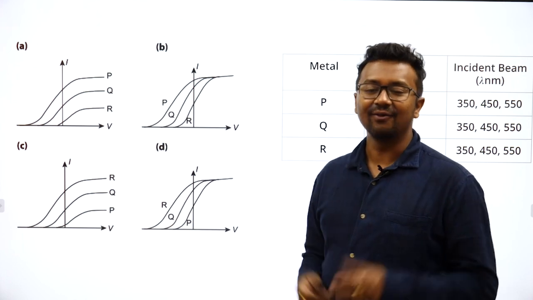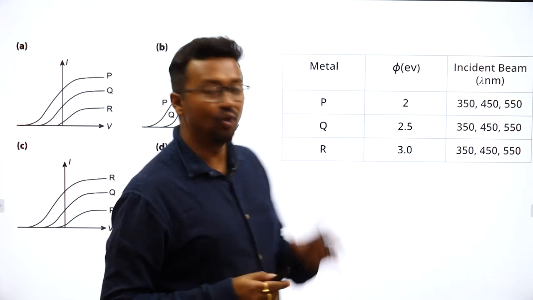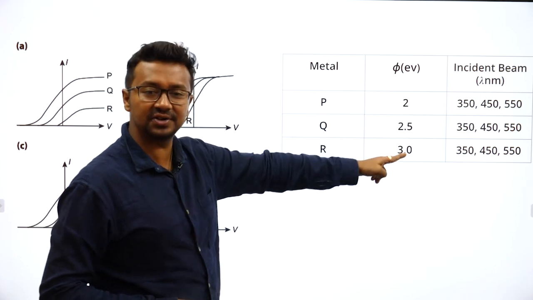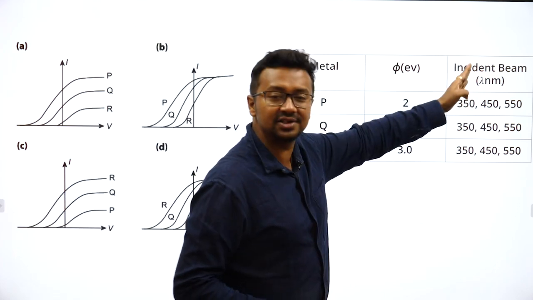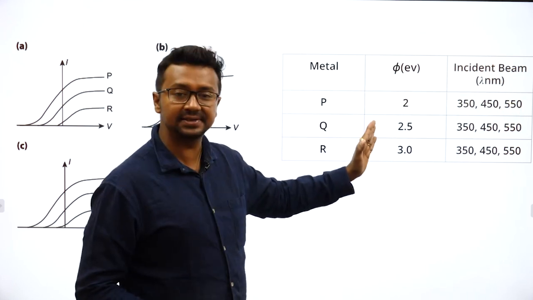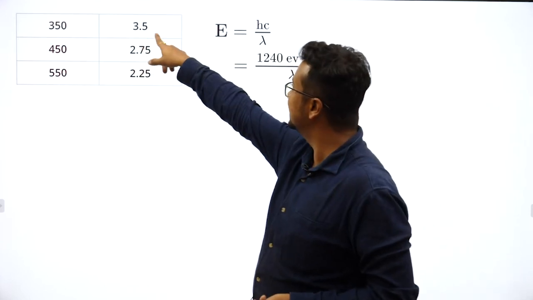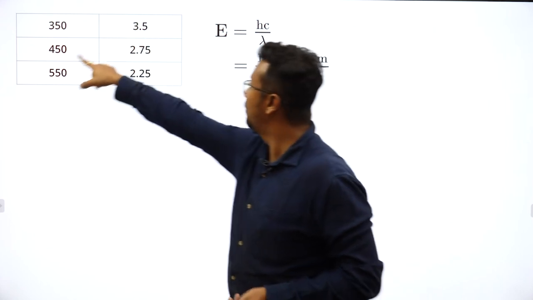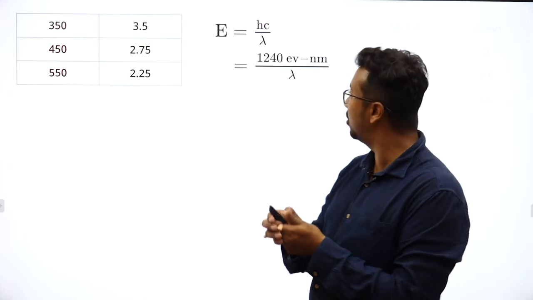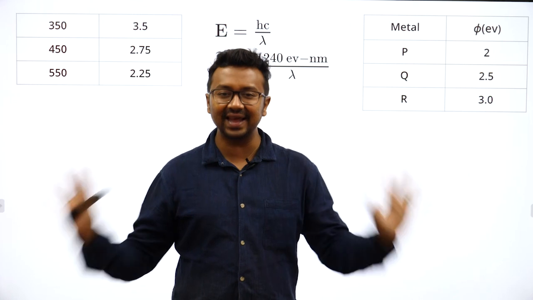Now, for that, what do I actually require? I know 2, 2.5 and 3 are the work functions. I should know the energy of 350, 450 and 550 nanometer, then I will compare it with this. Let us look at this. I did it. 350 has 3.5 electron volt. 450 wavelength, 2.75. 550, 2.25. Now, compare these two tables. Very simple idea.